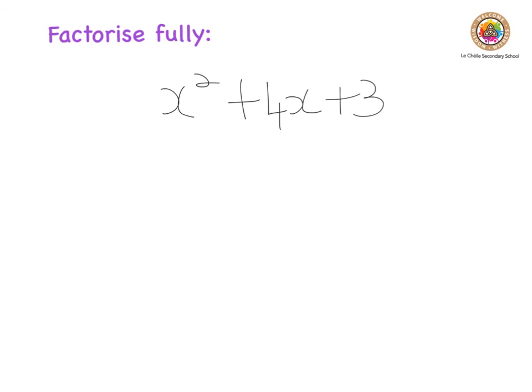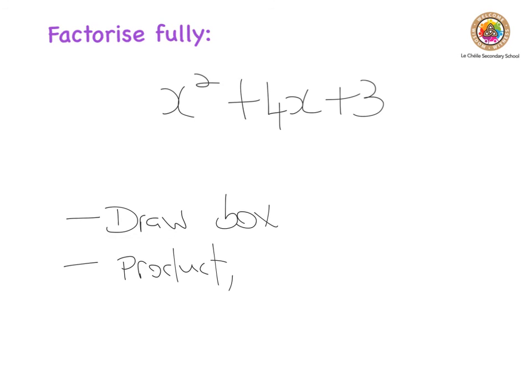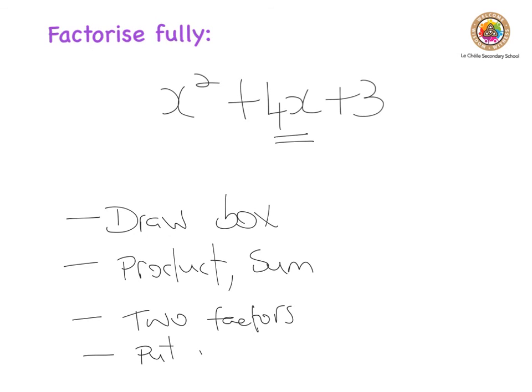Okay, so for homework, just give this a shot as a learning check. So first of all, you make sure that you what? Draw out your box. Okay? Label which is the product, the sum, and then find two factors that will sum together to give you your term in the middle. Okay? So that's our step. And then at the end, don't forget to put them into brackets.